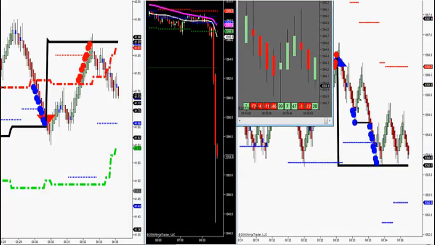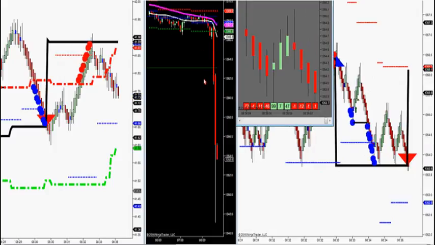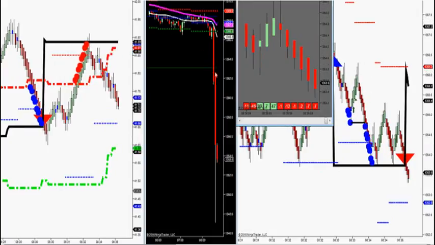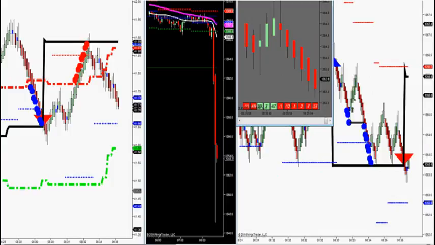Above 62. What you want to do with news releases is this. Before the news release, I said I want to break low value, retest low value. It broke through low value. You want to come up to low value.